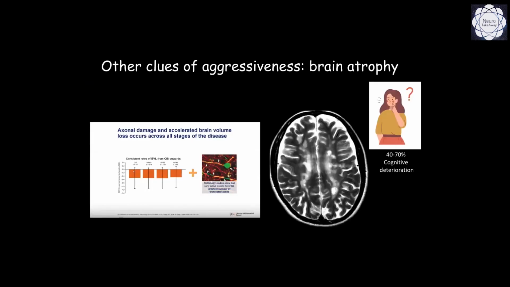Other clues of aggressiveness, well, we have brain atrophy. As you know, brain atrophy is associated with cognitive decline, which is a feature that presents in 40 to 70% of cases of MS. Here we have this paper by Di Stefano, who showed that this brain atrophy can be present in all the forms of MS, including the CIS, the clinically isolated syndromes.